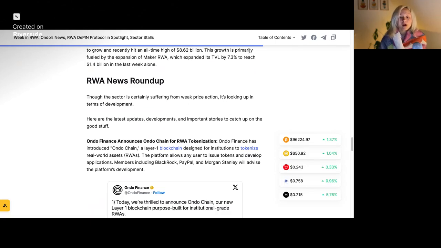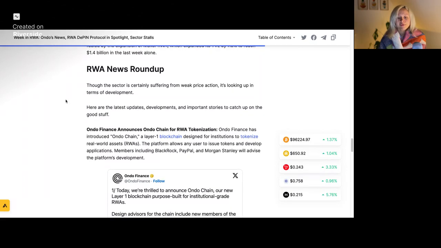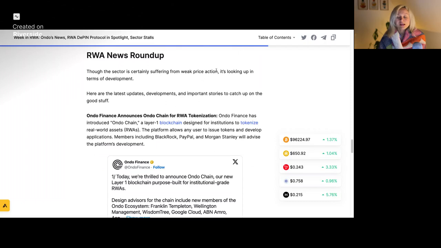This growth is primarily fueled by the expansion of Mantra RWA, which expanded its TVL by 7.3% to reach 1.4 billion in the last week alone. The RWA news roundup: the sector is certainly suffering from weak price action, but it's looking up in terms of development. Here are the latest updates, developments, and important stories to catch up on, the good stuff.